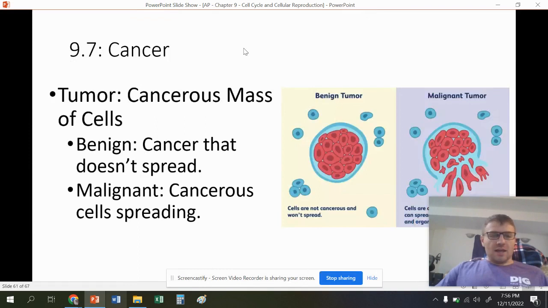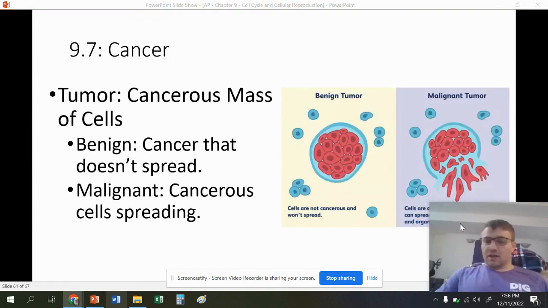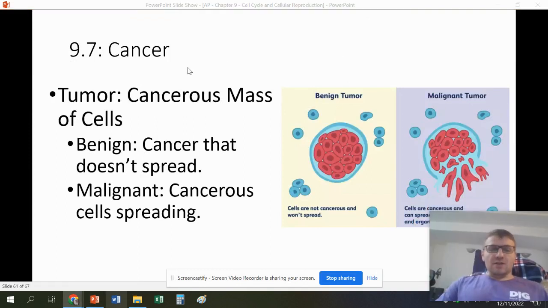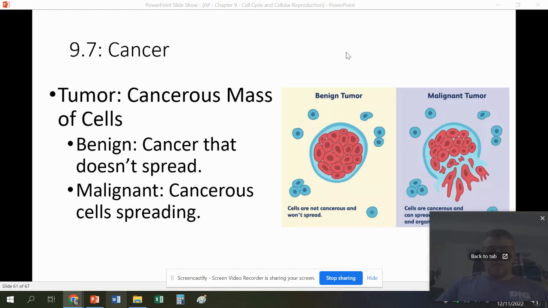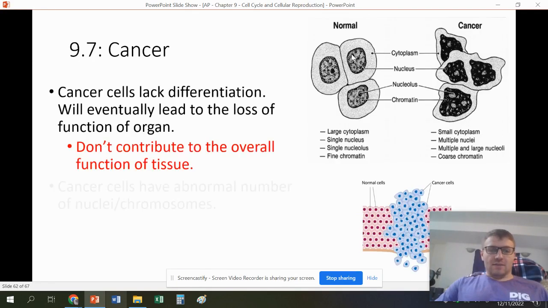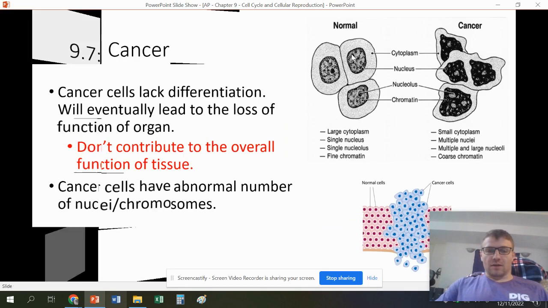A tumor is a cancerous mass of cells. A benign tumor is usually defined as a cancer that's not spreading. A malignant tumor is usually one where the cells are starting to spread. And that process is known as metastasis. We're going to go over that here in a little bit.